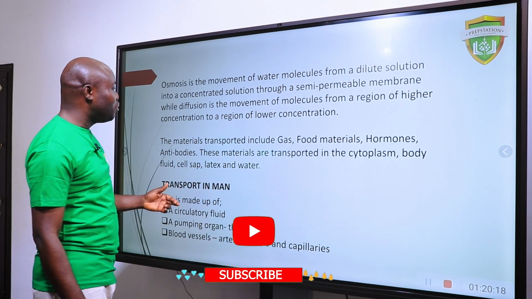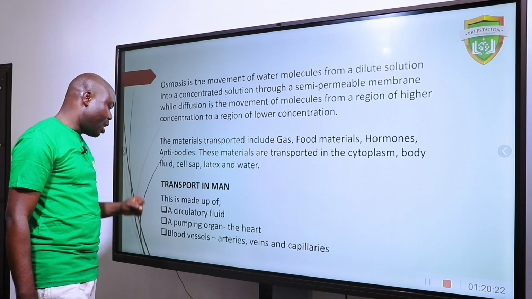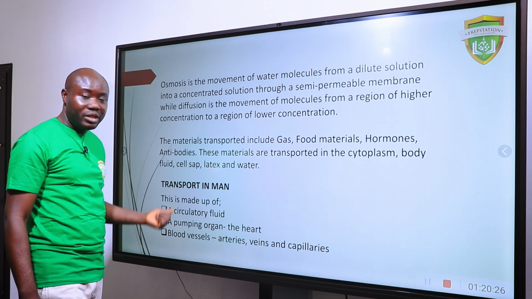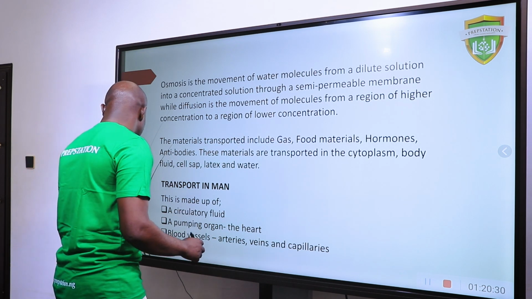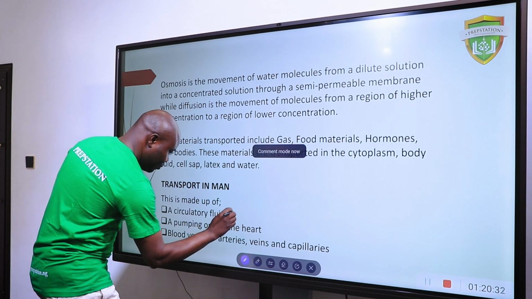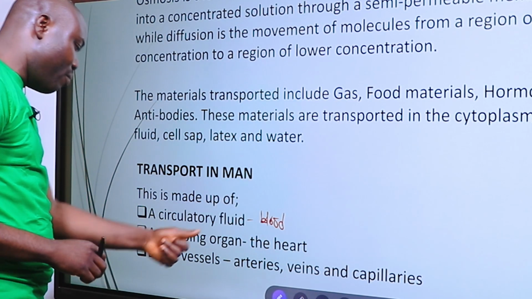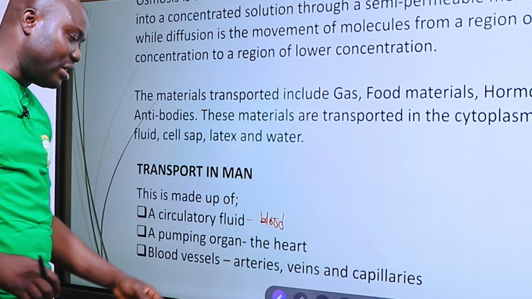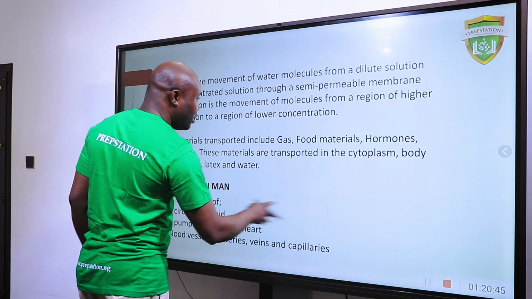So we were talking about transport system and transport in man. And I said transport in man is made up of a circulatory fluid and a pumping organ. Now, the circulatory fluid is the blood. This is the blood. We have a pumping organ, which of course is the heart. Then we have blood vessels, which of course are the arteries, the veins, and the capillaries. Okay, let's see what they do.